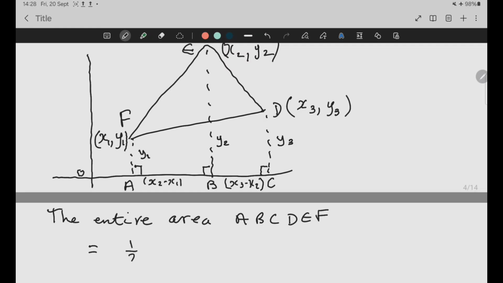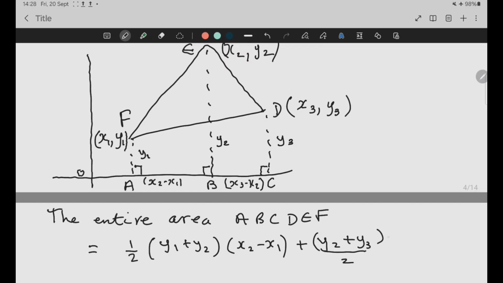So, assuming you know the way in which the area of a trapezium is worked out, it will be 1/2 of the two parallel sides. So that's y1 plus y2, divided by the distance between them, which is x2 minus x1. That's for the left-hand one. And for the right-hand one, it's similar. That will be y2 plus y3 divided by 2, all multiplied by x3 minus x2. We'll leave that as it is for the moment.